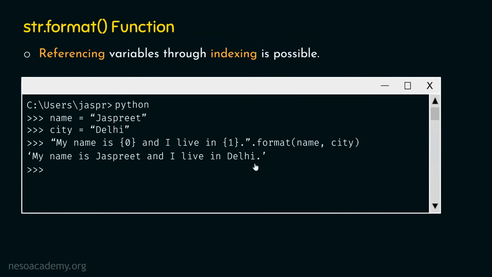Now, what is the benefit of indexing? With the help of indexing, we can refer to these variables in any order. We can place 1 here and 0 here. In that way, we will get my name is Delhi and I live in Jaspreet, which does not make any sense although, but I hope you got the idea. So this is how we can leverage the power of indexing. Now let's move on to the next point.